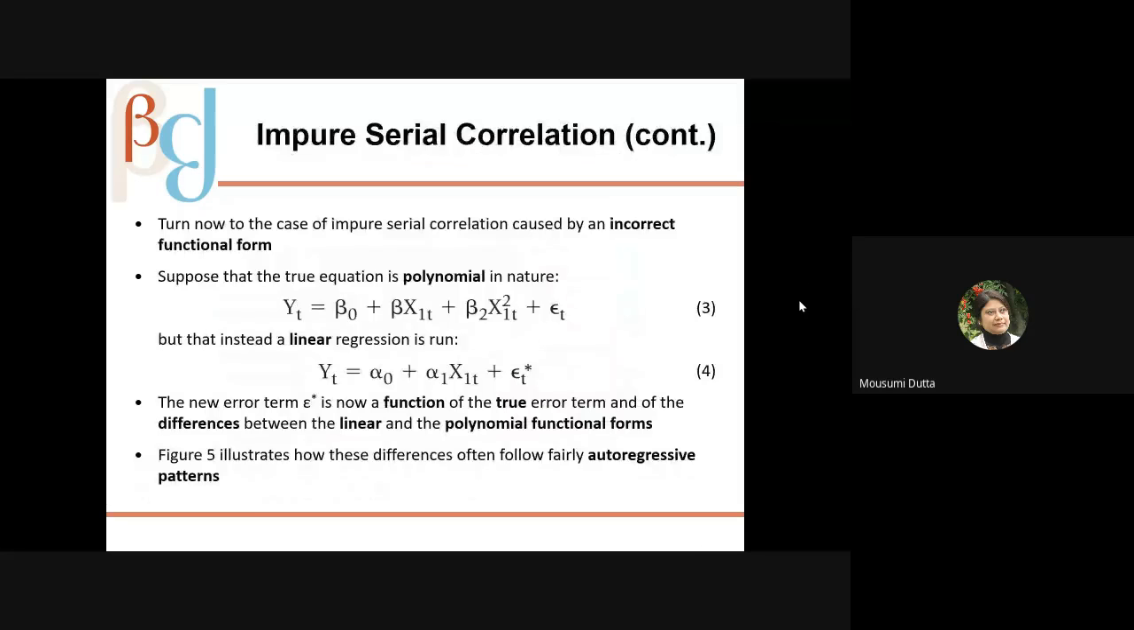Are the things clear to all of you? Sources of autocorrelation? What is meant by, ma'am, sources of autocorrelation?